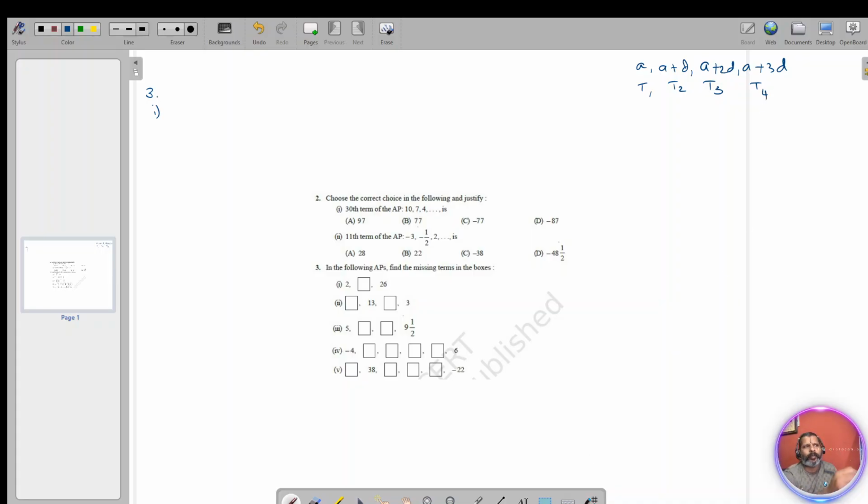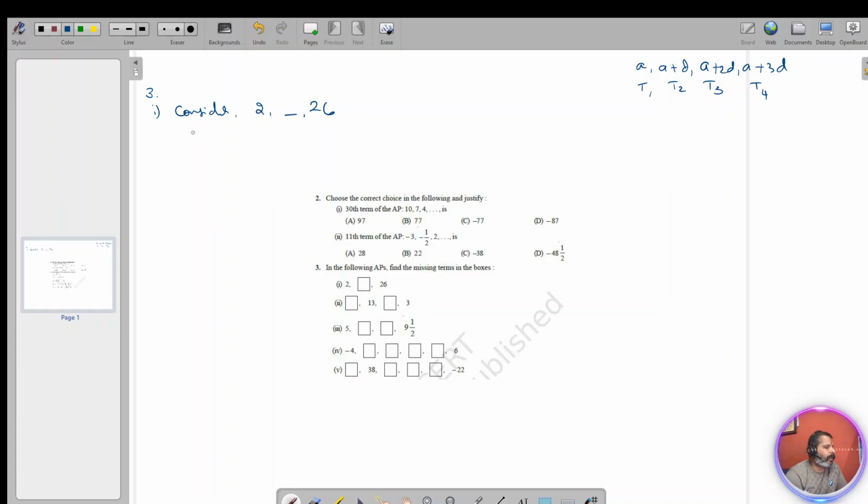Just a recap before we move into this question. This concept is needed here, and also the concept of solving two-variable equations is needed. We'll see one by one, you will understand. So the first AP is: consider 2, dash, 26. Instead of a box I put a dash here.